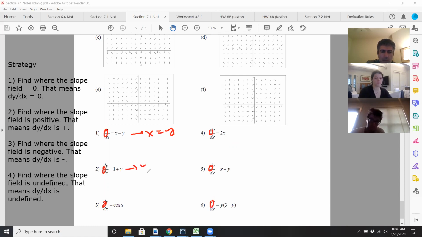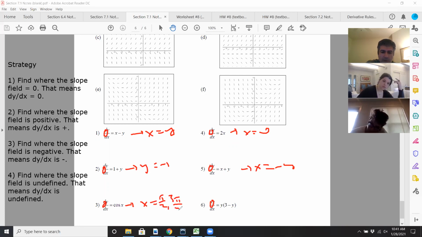Here, this means that y will equal -1. Here, this means x will equal 0. Here, this means x will equal -y. Here, this means x will be at like pi over 2, 3 pi over 2, and so on. And here, this means y will be 0 and 3. That's one thing you'll want to do to make your life much easier when you're doing these kinds of problems. It also would help to tell if it could be undefined, or where they're positive or negative.